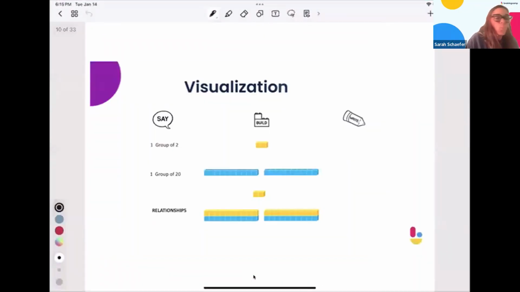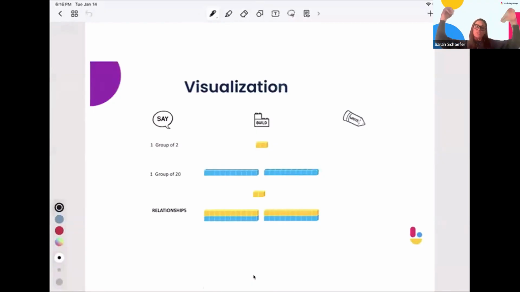And we want to always connect. The math is a language. In any language, in order to become fluent in a language, we have to be able to speak it. What does it mean to be 10 times as much? What does it mean to be 1/10 the value of? What do we see? We see one group of 2. How could we build that? And then how can we capitalize and write that relationship?